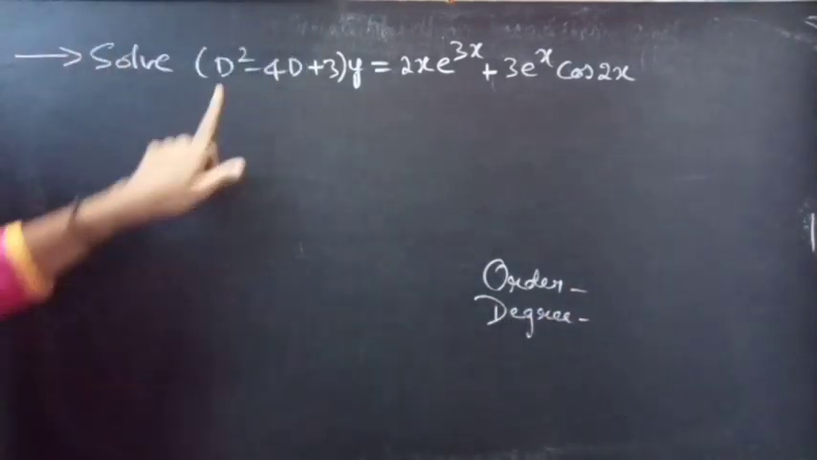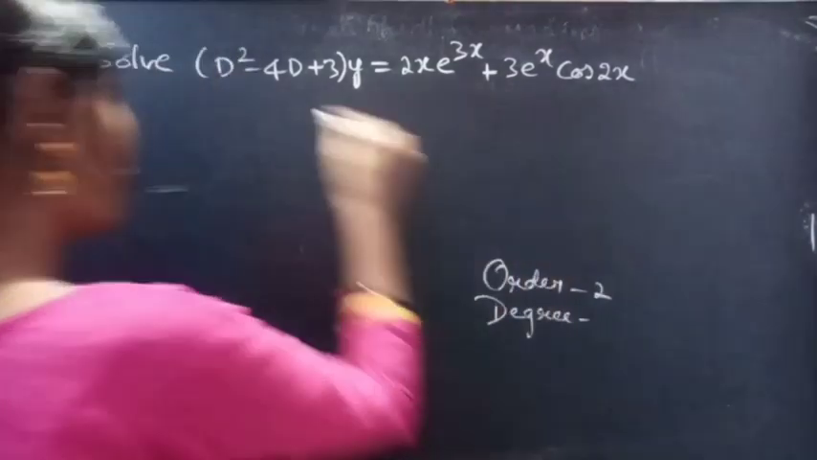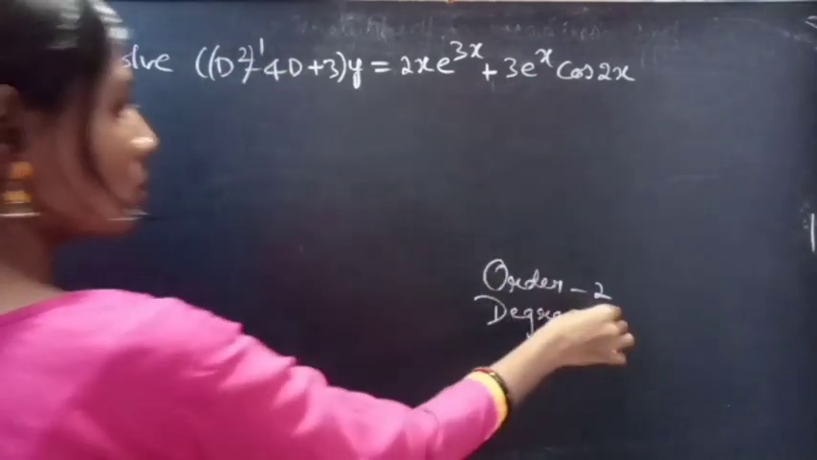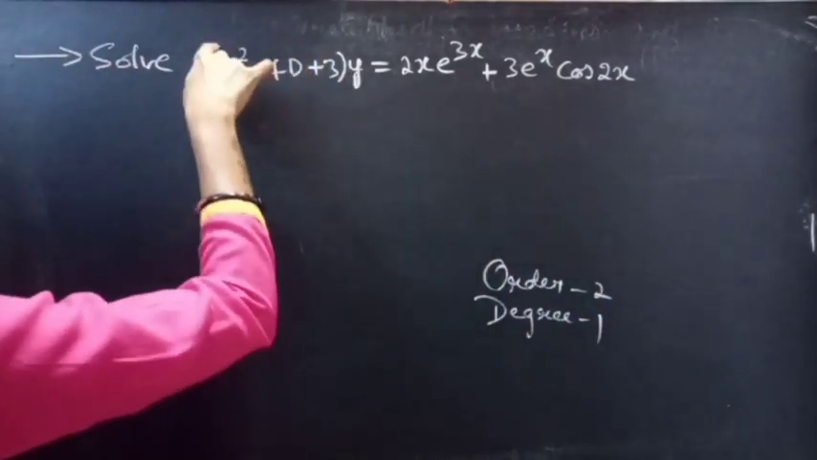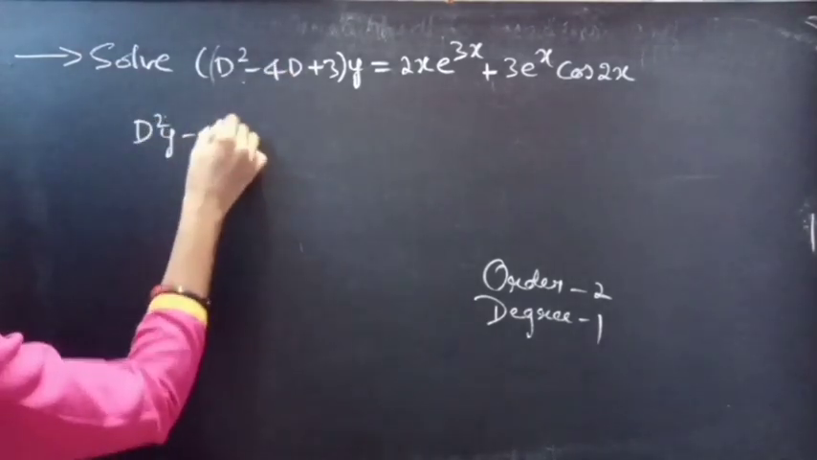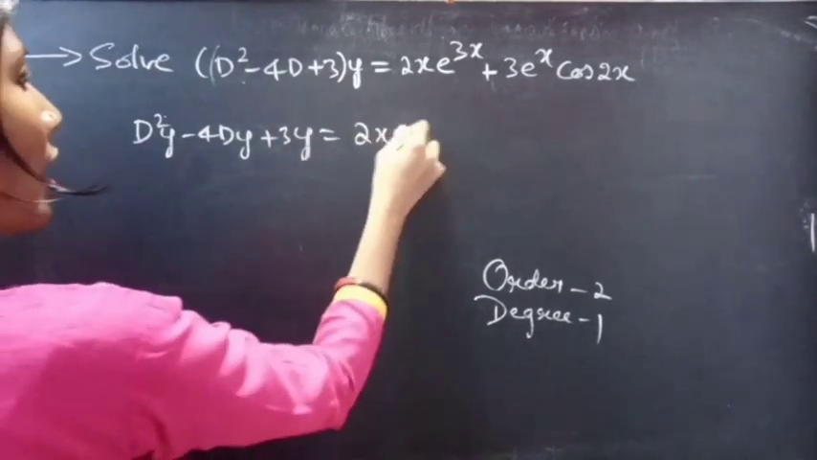Identify the highest derivative here. D² is the highest derivative, so 2 will be our order. And the highest power of the highest derivative is the degree. Degree is 1. Let's write the given differential equation as D²y − 4Dy + 3y equals the RHS part.